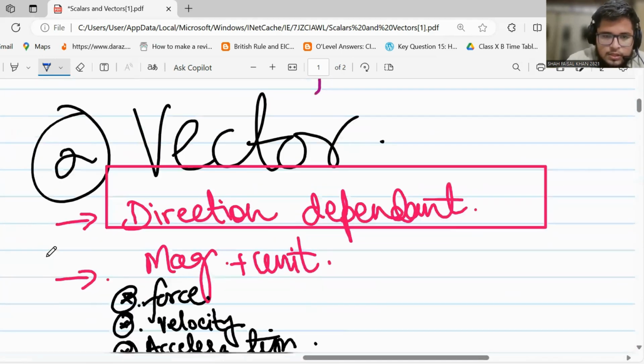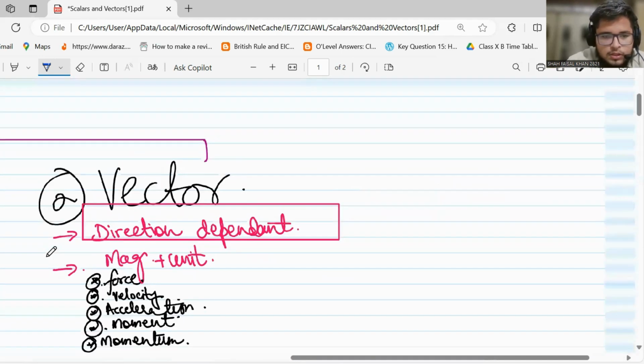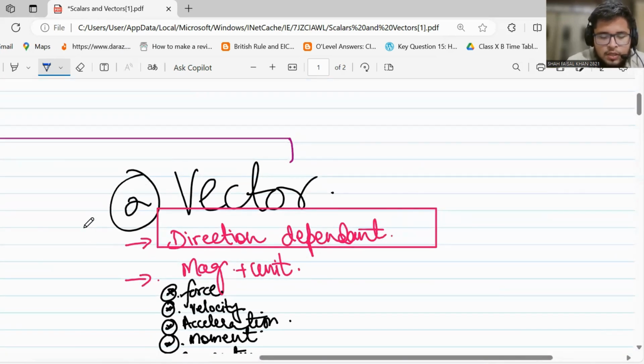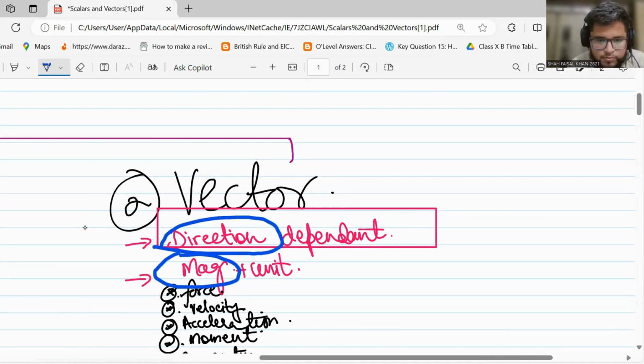Now let's see vector. What's the basic definition of vector? It has a direction and a magnitude. Okay, it has a direction and a magnitude, meaning the unit. Both are the same. So in this, let's take force, velocity, acceleration, moment.